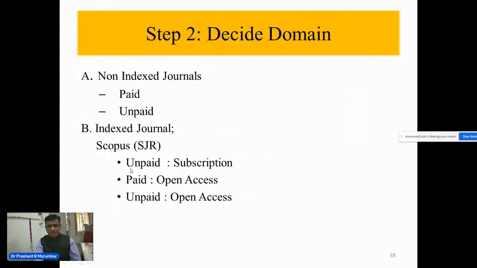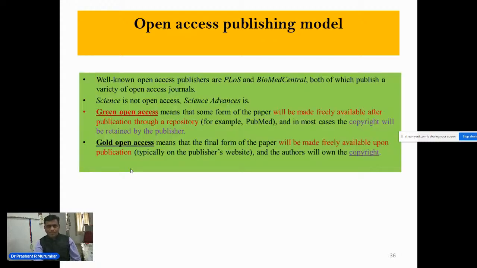Then again, you should decide the domain, whether it is a non-indexed journal, paid or unpaid. Then among indexed journals, in Scopus you will find some unpaid, paid, as well as open access journals, and subscription journals will be there. That also you can decide. Now there are certain open access publishing models. They are also quite good.